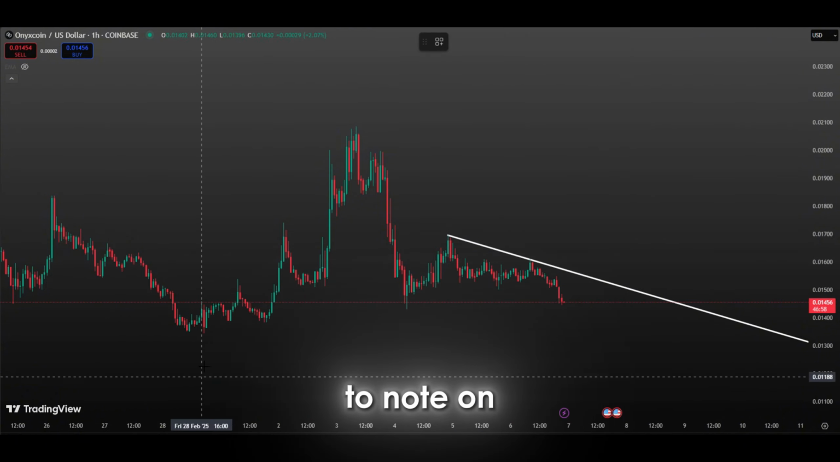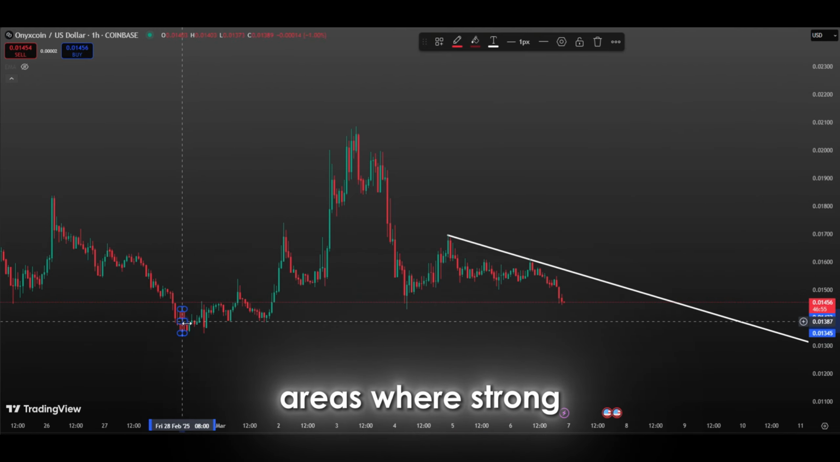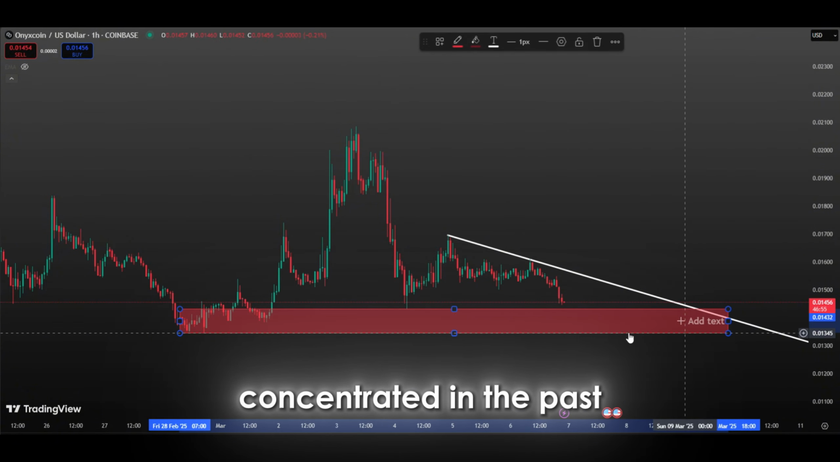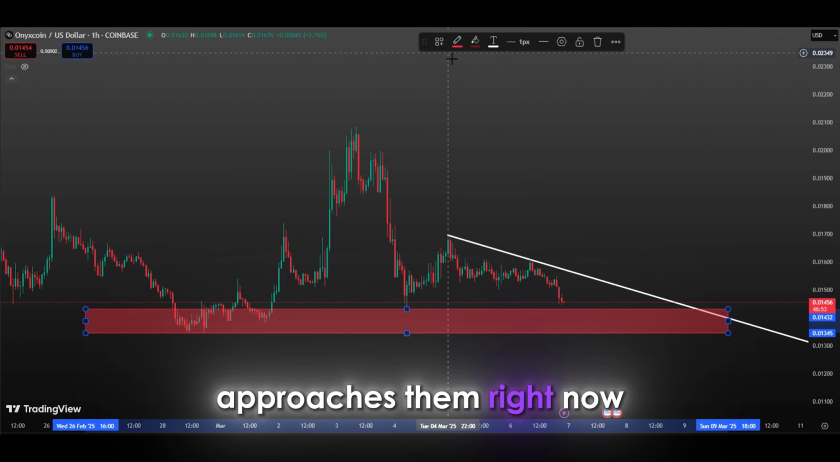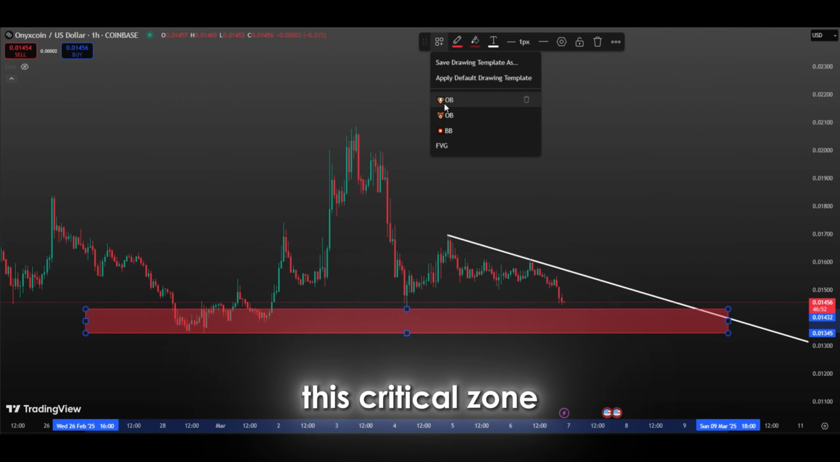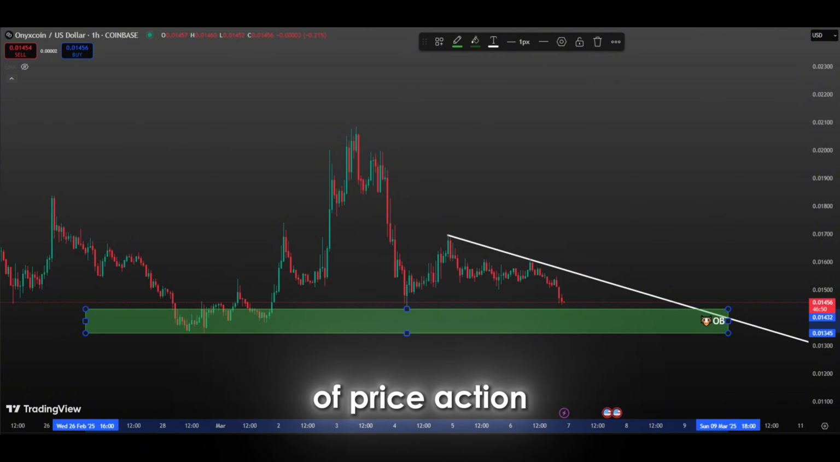An important point to note on the chart is the bullish order block at the bottom. Order blocks are areas where strong buy or sell orders have been concentrated in the past, and price tends to react sharply when it approaches them. Right now, price is approaching this critical zone, and how it reacts when it reaches it could be decisive for the direction of price action.